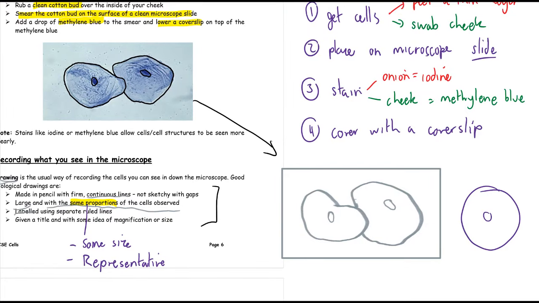Which brings us on to the last bit. Let's label it. So we have cell membrane, nucleus, and cytoplasm. And that's how you draw.